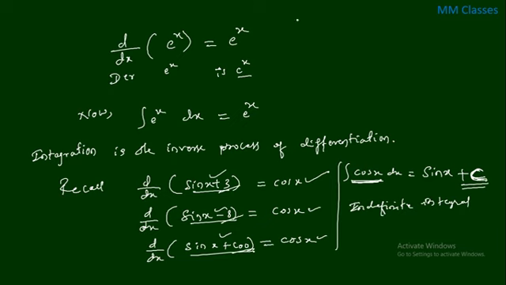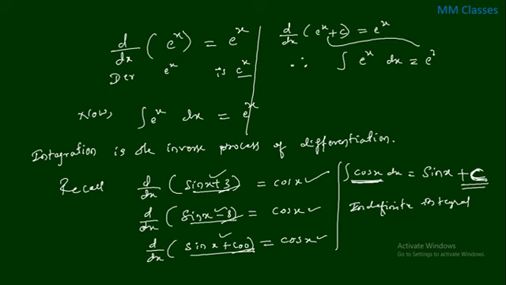Okay, students? One more example. d by dx of e raised to x is equal to e raised to x. Not only that, d by dx of e raised to x plus any number, say c, is also e raised to x. Therefore the integral of e raised to x dx is e raised to x plus c. This plus c is called the constant of integration.